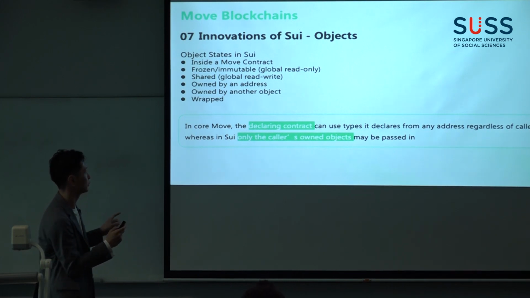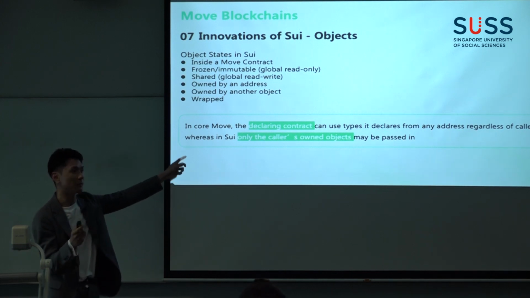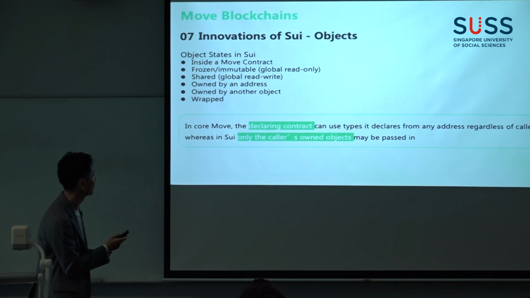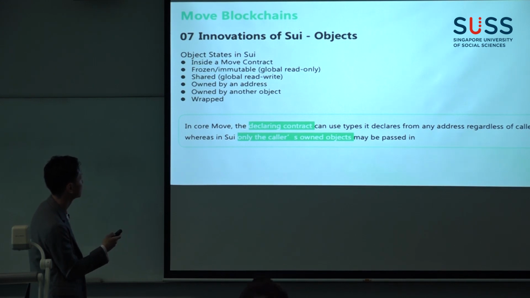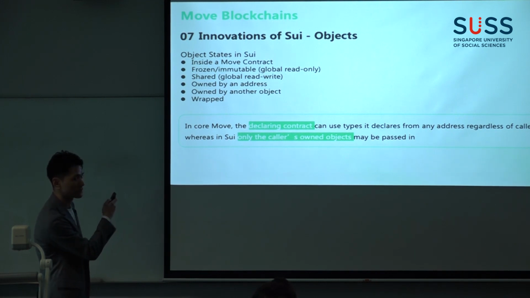So as a developer, you need to be careful that the passed object is not frozen or immutable, because anyone can pass in this reference, and they don't need to actually have ownership of this object. And the shared object is global read and write. It's the most permissive state of an object. Objects can be owned by an address or owned by another object, or an object can be wrapped.